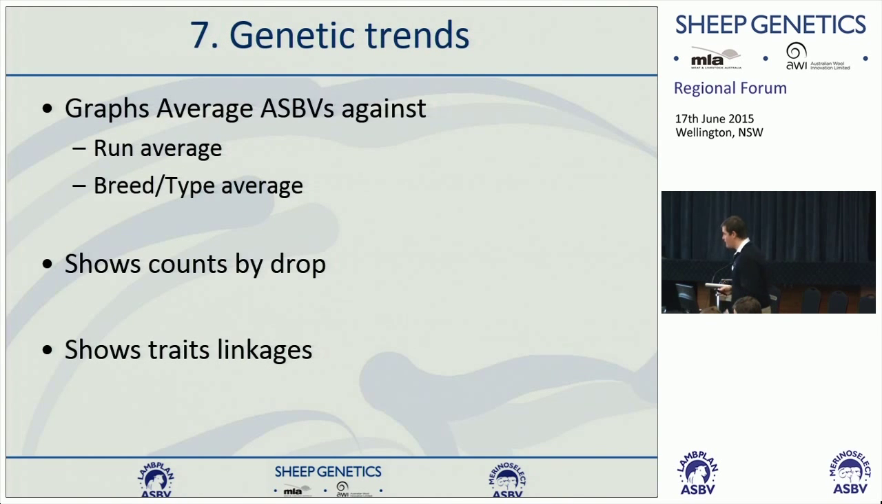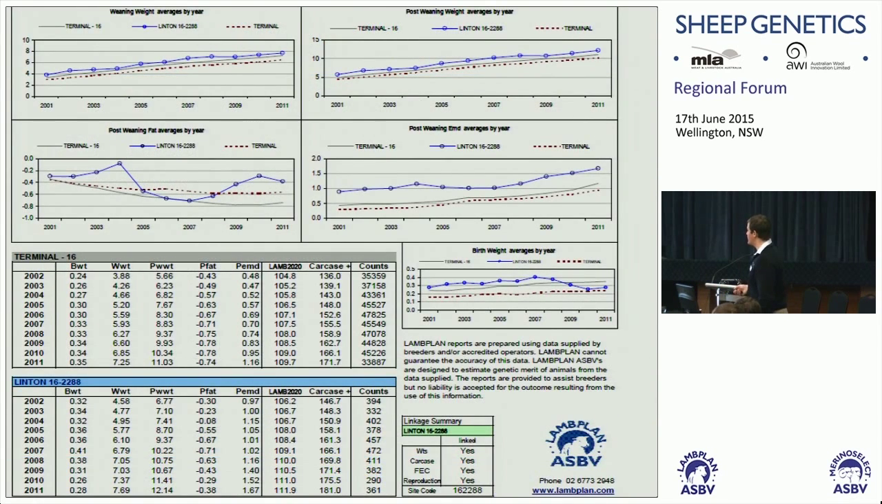Okay, another one that you get is your genetic trends. So this is going to tell you the run average and the breed average that you're being compared in and how you're performing against those, and the count of animals that we're using and showing if you're linked or not. So this is what we'll see.